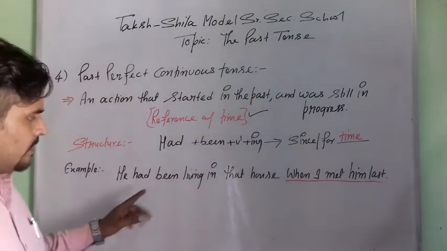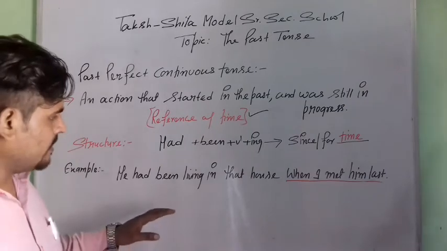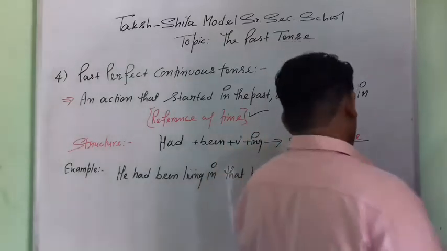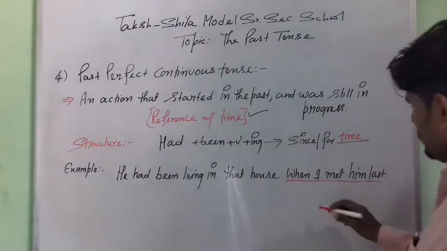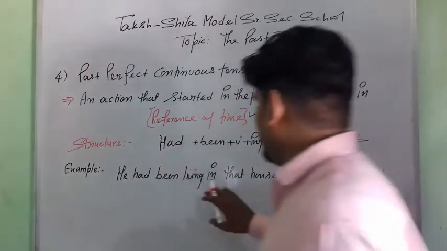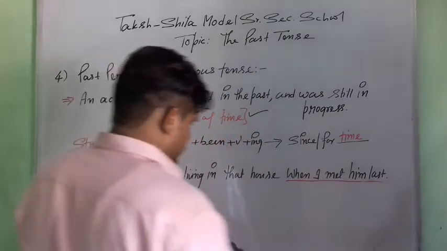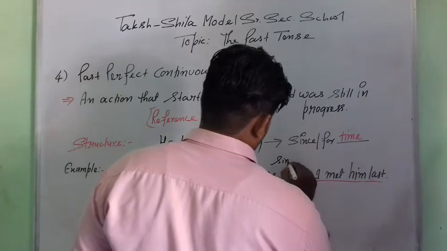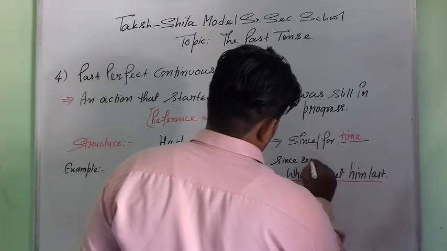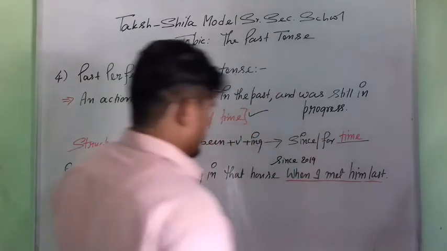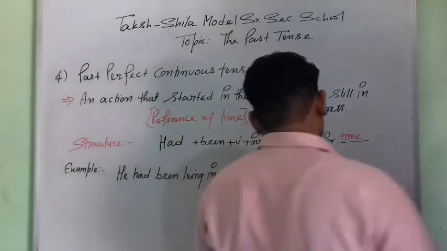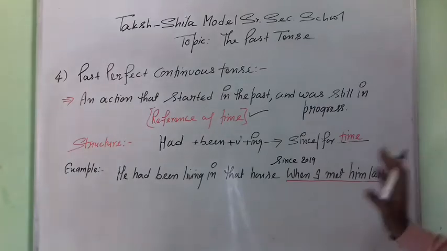Can you remember what? Can you just find out what is the thing that is missing in this sentence? He had been living in that house when I met him last. So when I met him last, he had been living in that house, right? If we want, we can write he had been living in that house since 2019, right? वह उस घर में 2019 से रह रहा था जब मैं उसे last time मिला था, right?